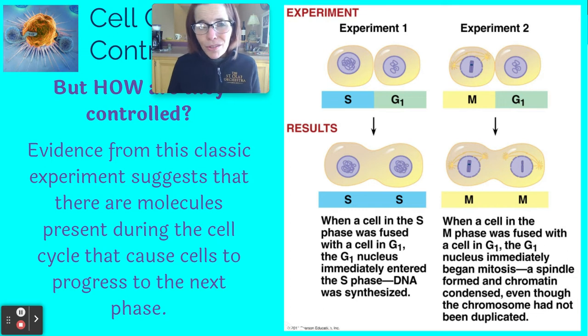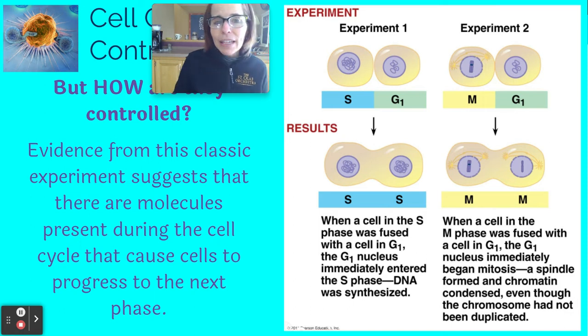In experiment 2, this one's crazy. We have a cell that's in the M phase. It's ready for mitosis, and they fuse it with a G1. Immediately, both nuclei now are in the mitosis phase. However, the one that was in G1 never copied its DNA. It never went through the S phase or anything. It just jumped right to the M phase. And again, that's telling us there are certain molecules present that are triggering mitosis. And so as soon as those molecules are present, the cell goes into mitosis.